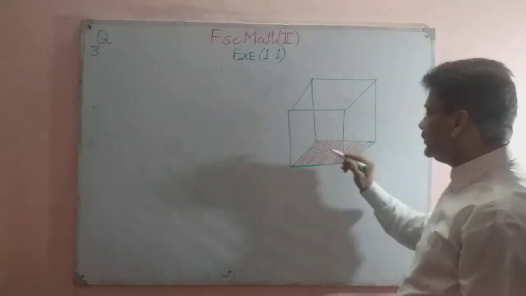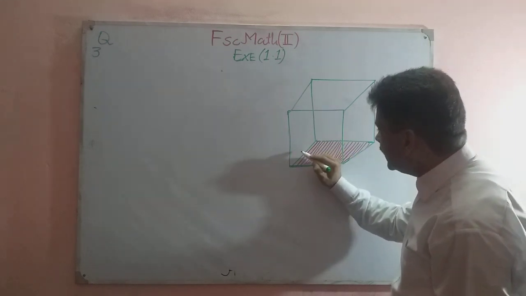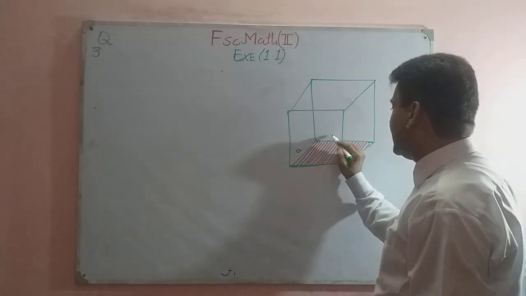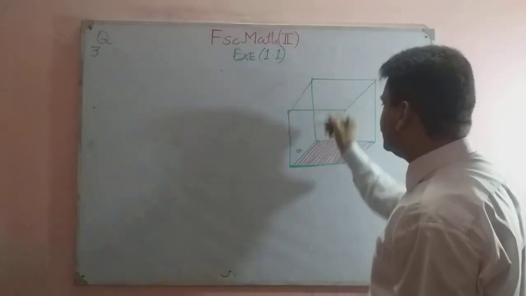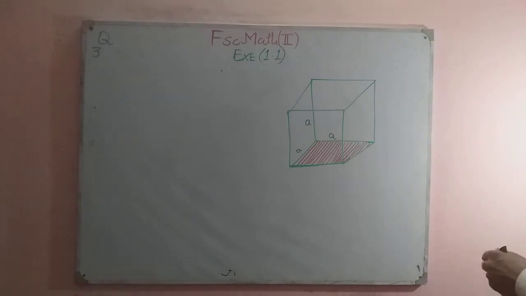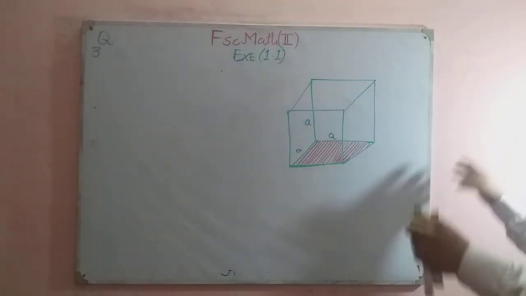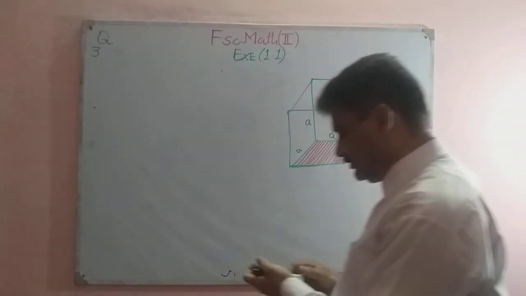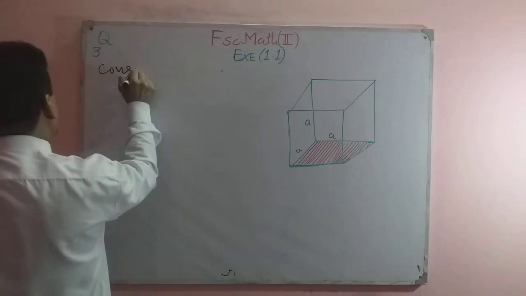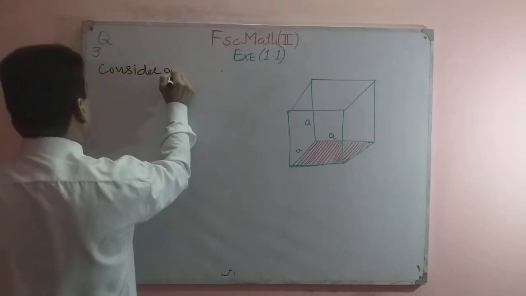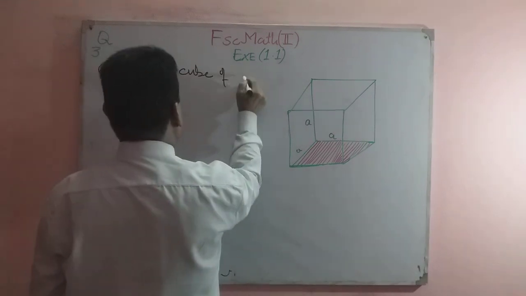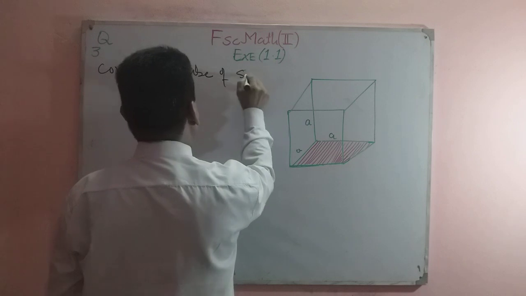We take this length as a length, this length as a width, and this length as a height. In a cube, you know that all sides are equal. We write, consider a cube of side small a.